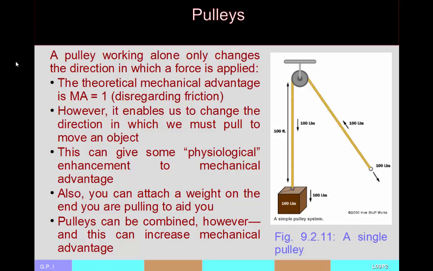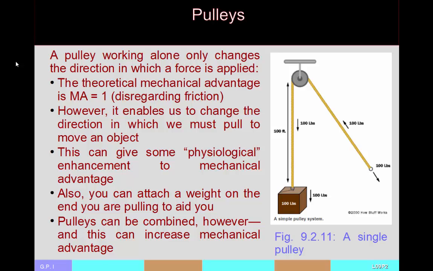The next item that I wanted to talk about, the next simple machine, is a pulley. And a pulley, when working alone, only really is going to change the direction in which a force is applied. That means that as long as there's no friction in the pulley, it's going to have a mechanical advantage of just one.